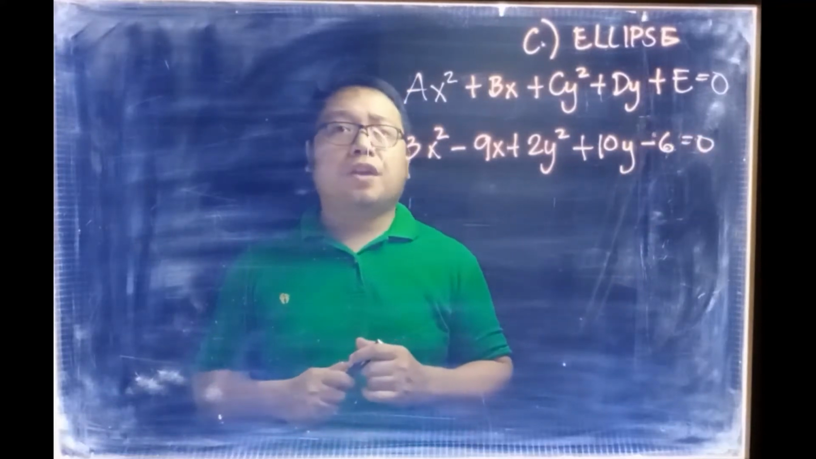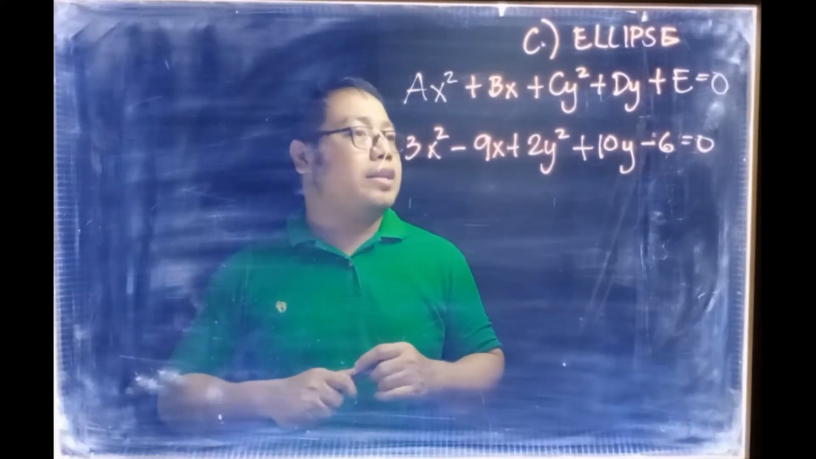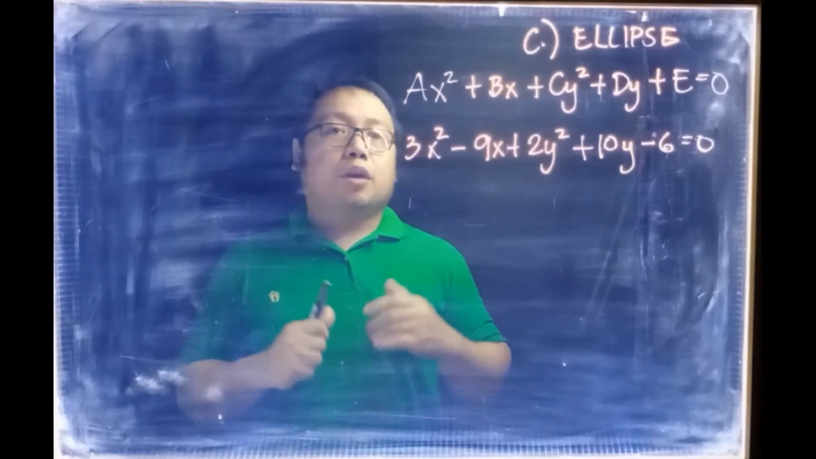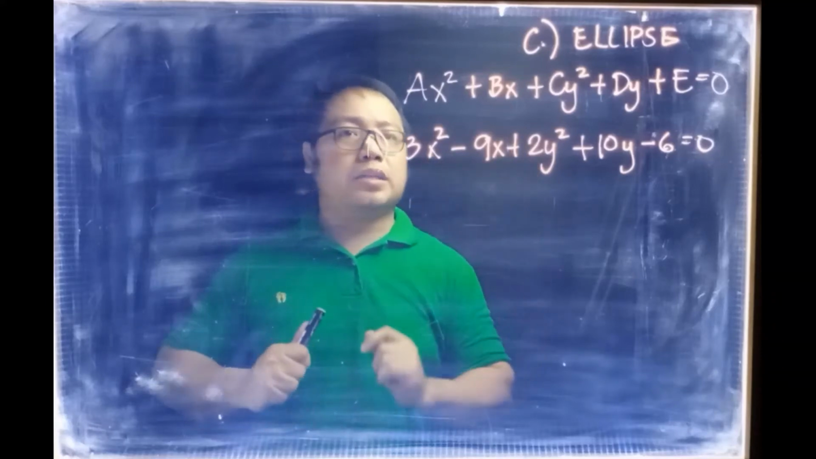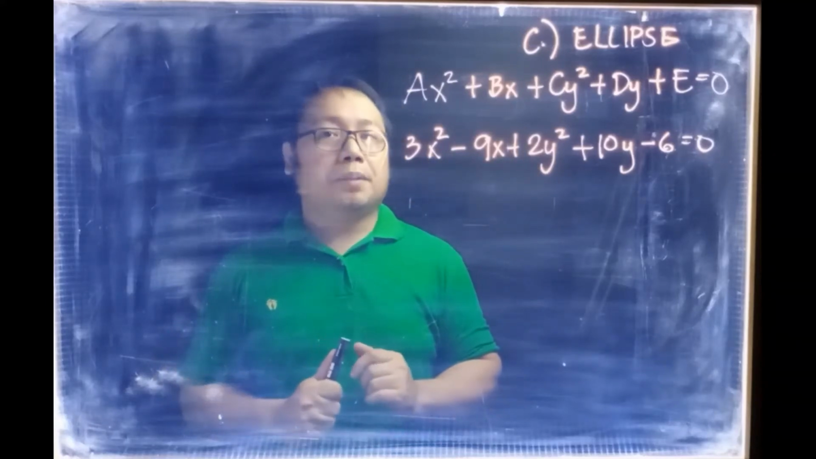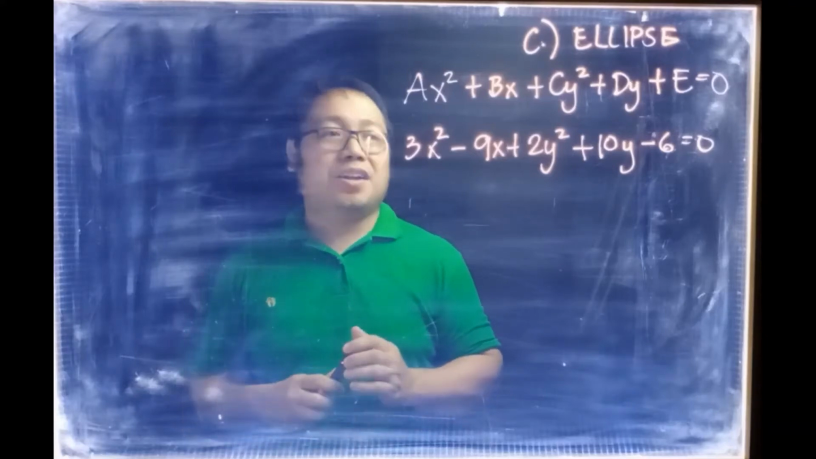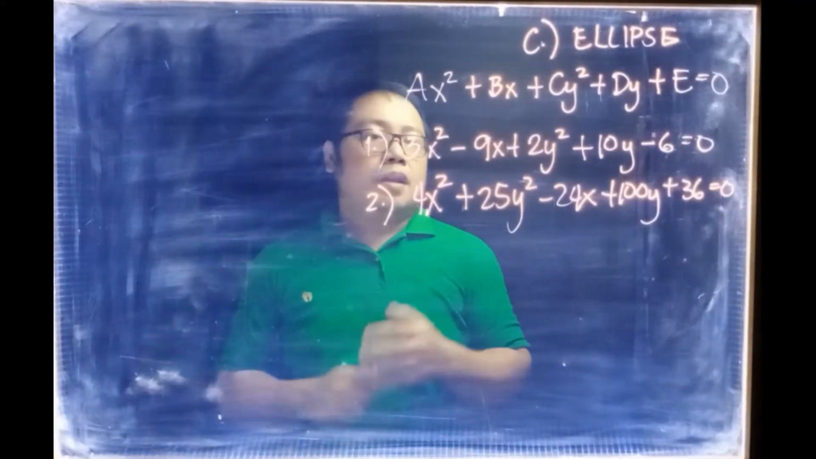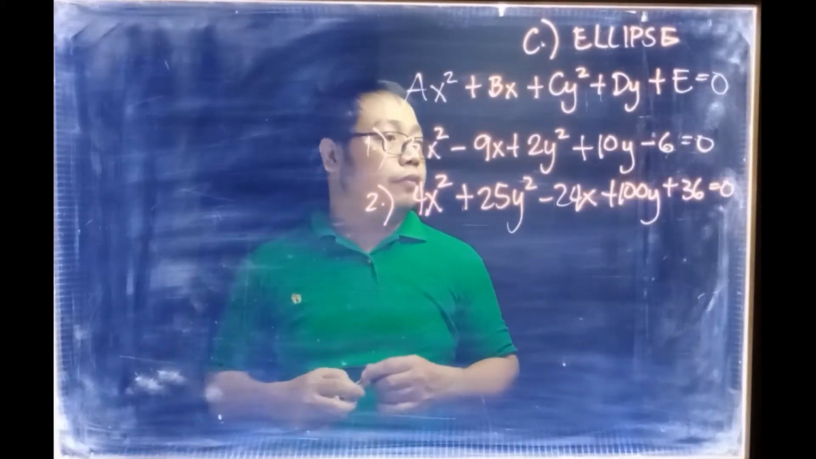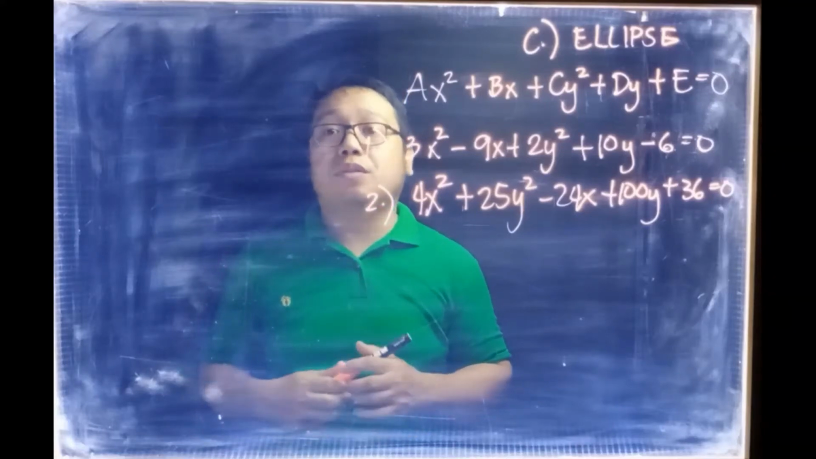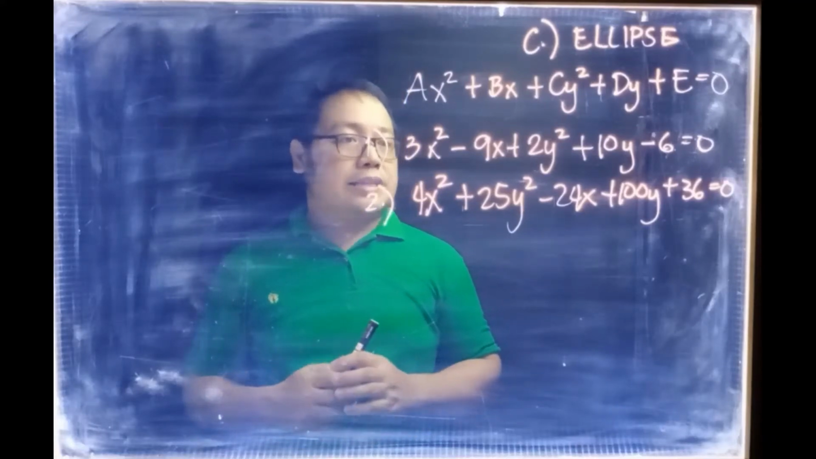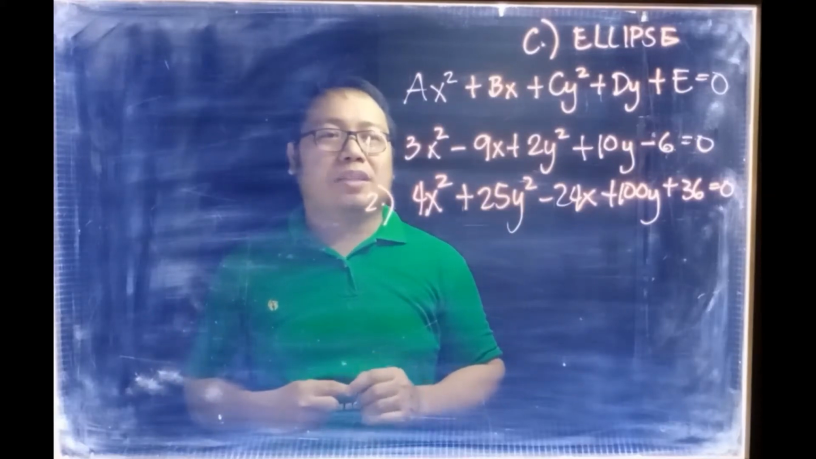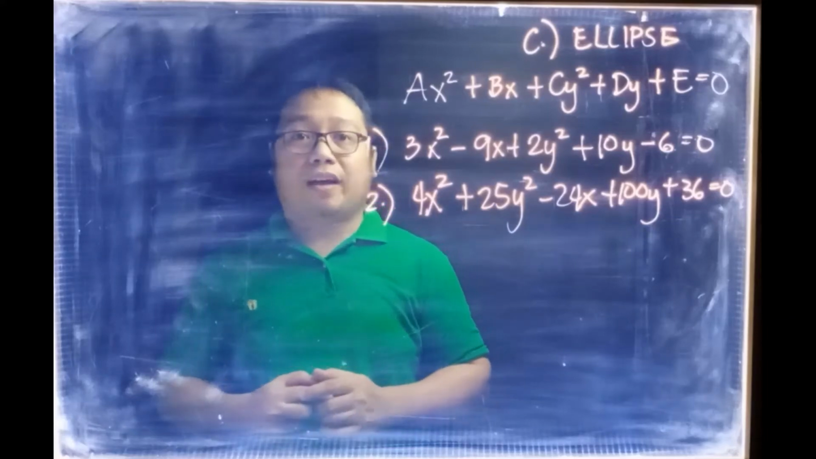The equation 3x squared minus 9x plus 2y squared plus 10y minus 6 equals 0 is an example of an ellipse. The coefficients of x squared and y squared are different, but both are positive. Another example: 4x squared plus 25y squared minus 24x plus 100y plus 36 equals 0 is an example of an ellipse, since x squared and y squared are both positive but not equal in coefficient, 4 and 25.